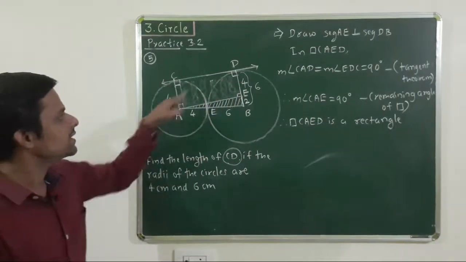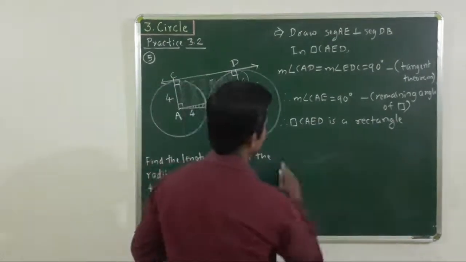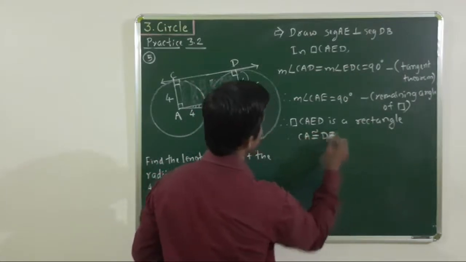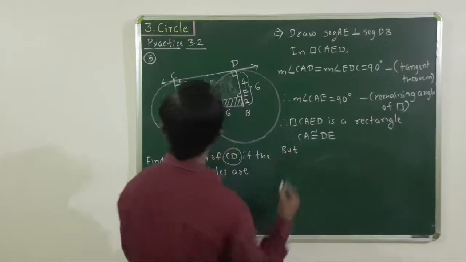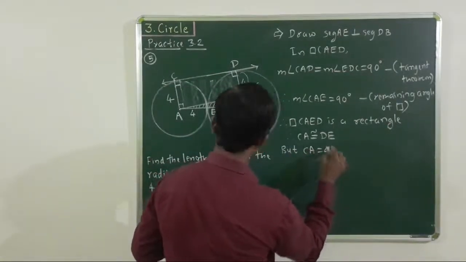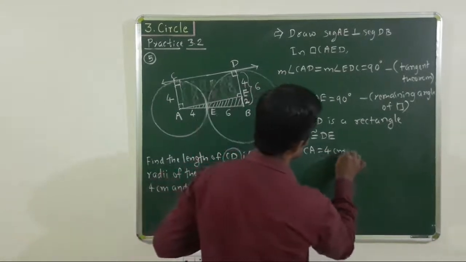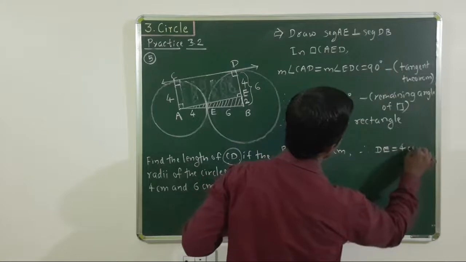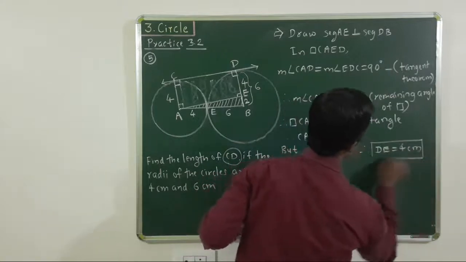Hence CA is congruent to DE. But CA is equal to 4 centimeter. Hence DE is also equal to 4 centimeter.